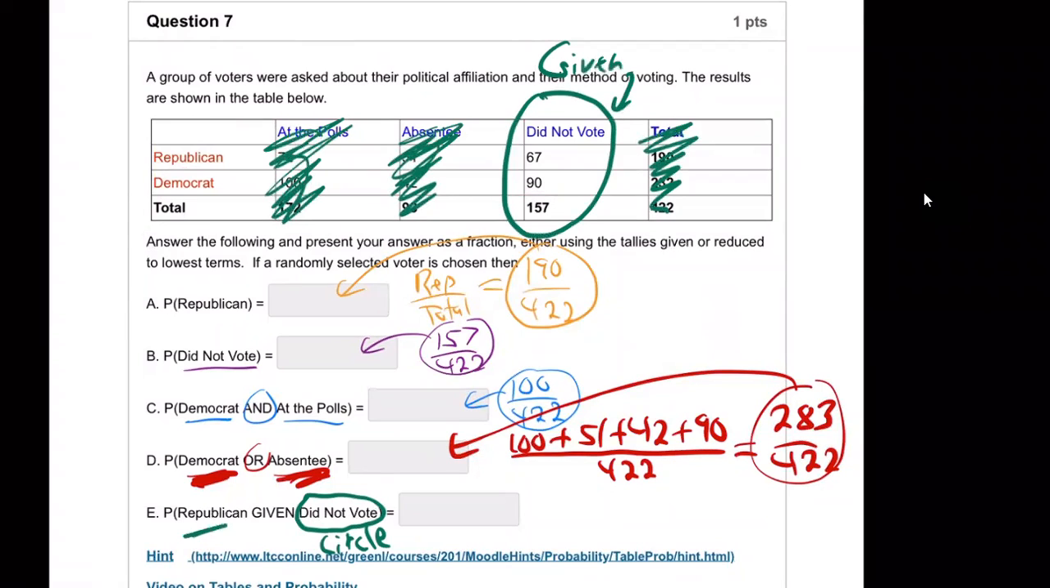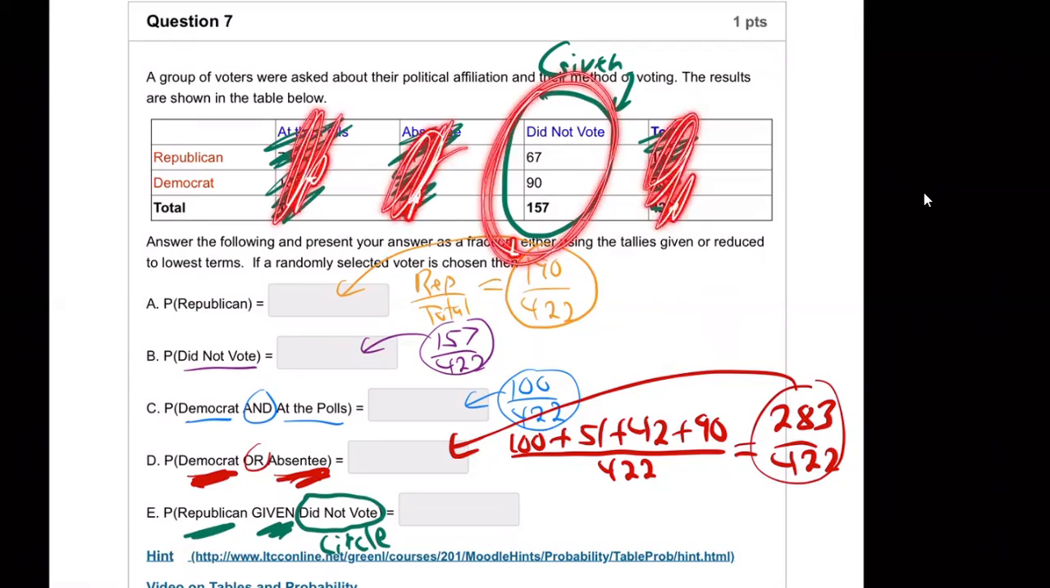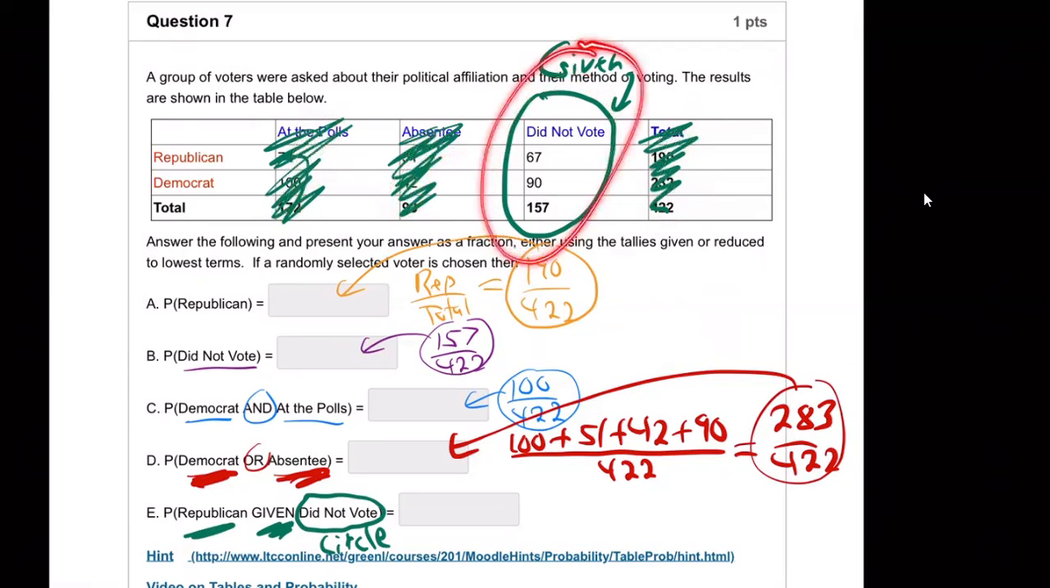We're given that they did not vote. So what's the chance they were Republican? If I say I've got a friend, he or she did not vote, we know for sure they're a person who did not vote. That means they're in this group. They're not absentee. They didn't vote at the polls. They're not part of the total. They are among these people who did not vote. So what's the chance they're Republican, given that they did not vote?